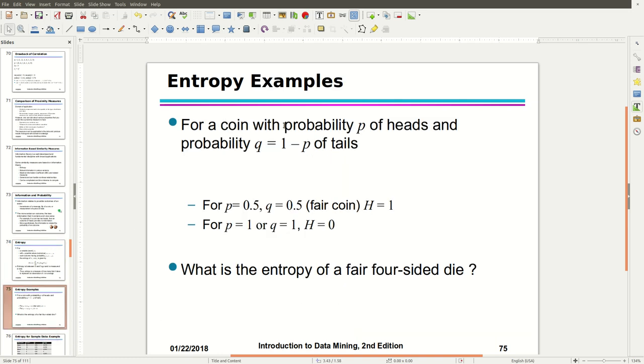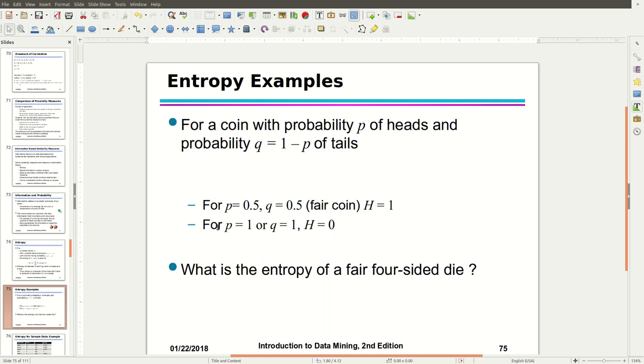So for a coin with a probability p of heads and probability q, 1 minus p, of tails, so it's a head and a tail coin, two sides. For p equal to 0.5, it's 50% probability, and q is also 50%, which is a fair coin. Both have the same probability. The H will be 1. You can use that formula and calculate it.